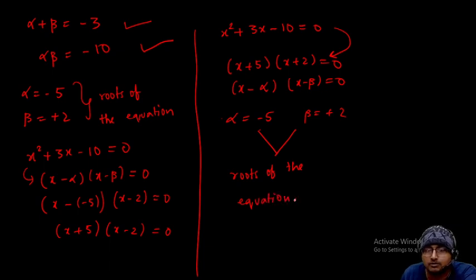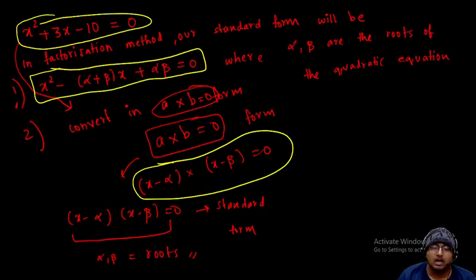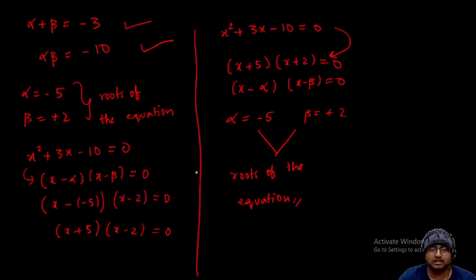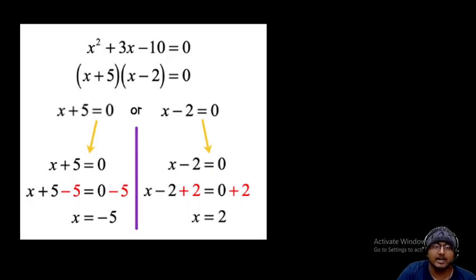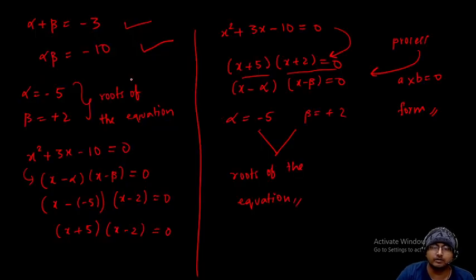Okay, so like this you have to find the roots of the equation. And I told you one more method we will do, like alpha into beta and alpha plus beta. It is nothing but this method only. You are getting x plus 5 into x minus 2, right? This is a process to get into a into b equal to 0 form. See here also, x square plus 3x minus 10 can be written as x plus 5 into x minus 2. We also got that, right?